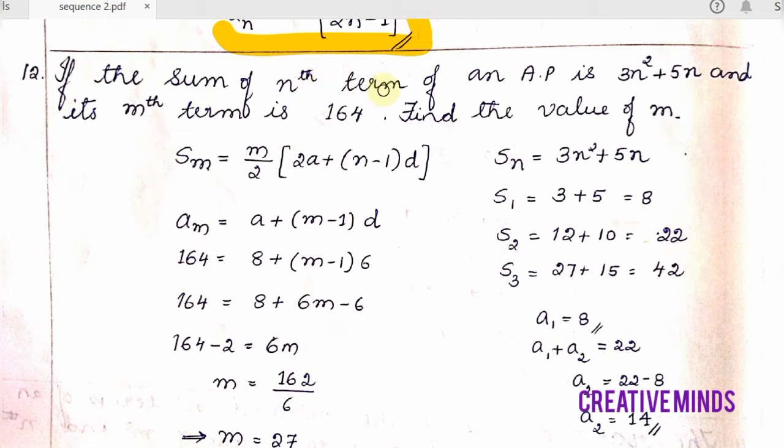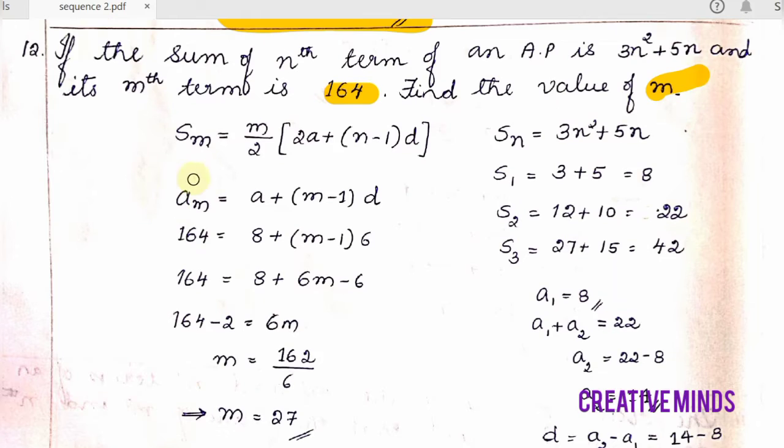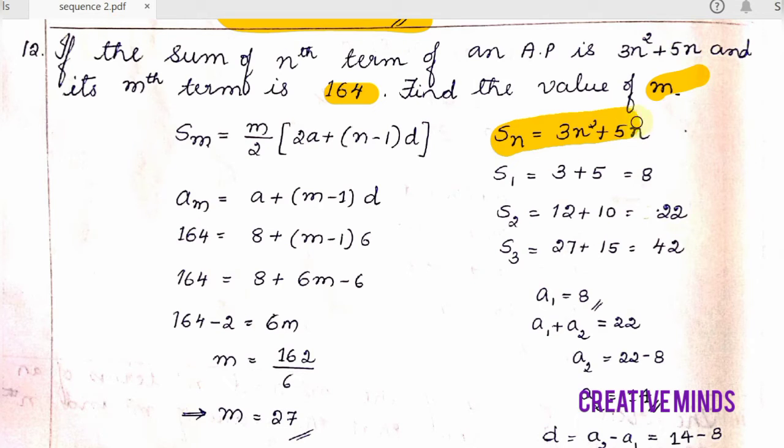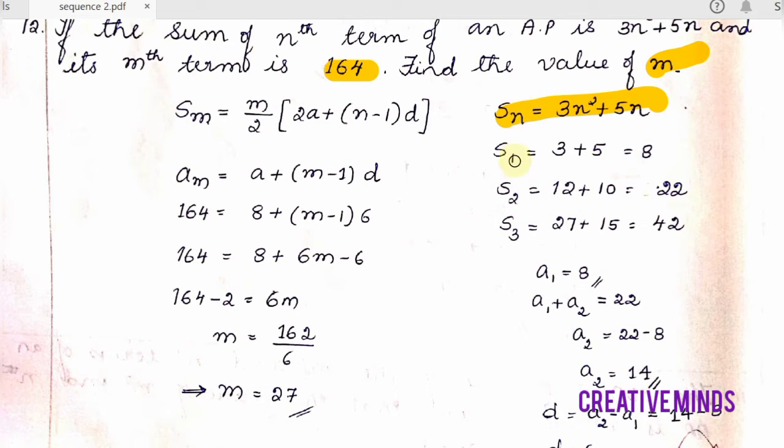If the sum of n terms of an AP is 3n square plus 5n and its mth term is 164, find the value of m. They given that the sum of n terms is 3n square plus 5n. So the sum of n terms Sn is equal to 3n square plus 5n. So first we have to find S1. So S1 is equal to, in the place of n, put n is equal to 1. Then 3 into 1 square is 3 plus 5 is equal to 8.